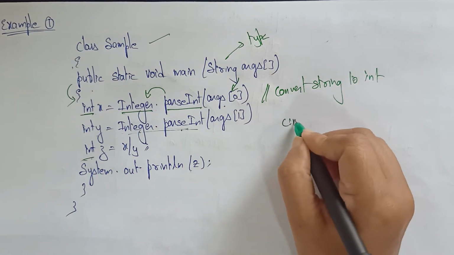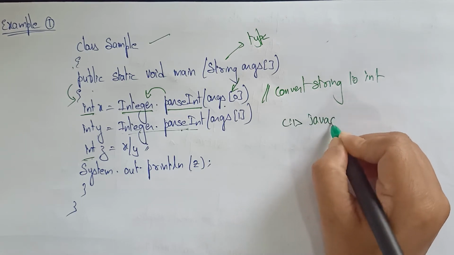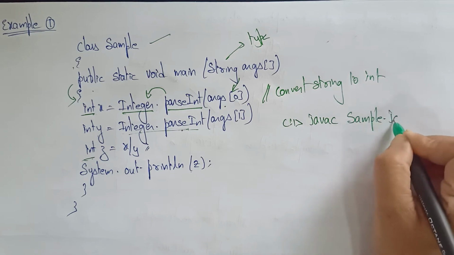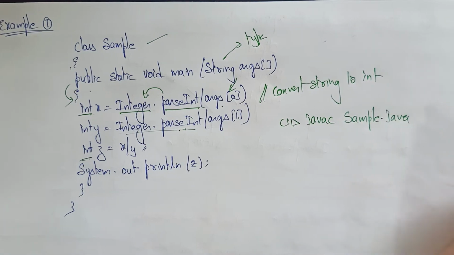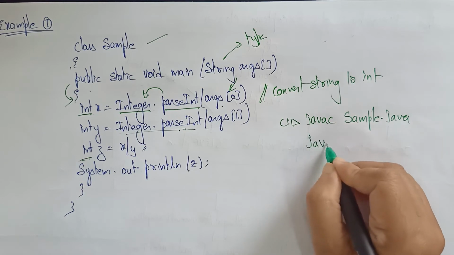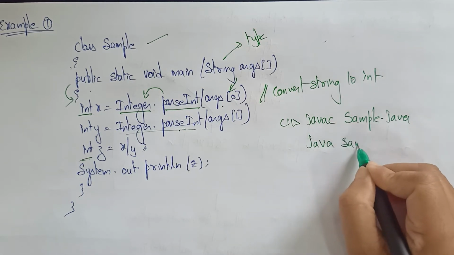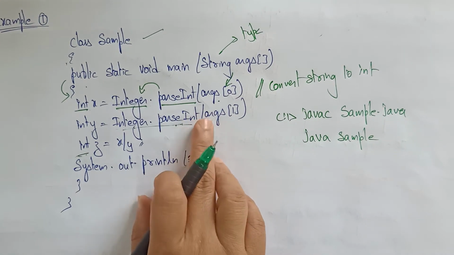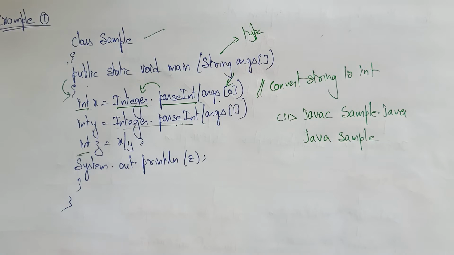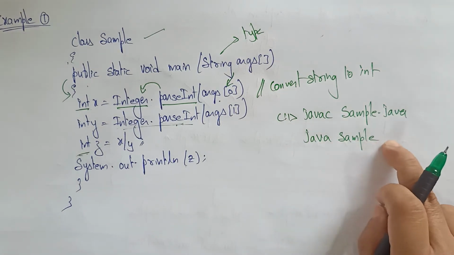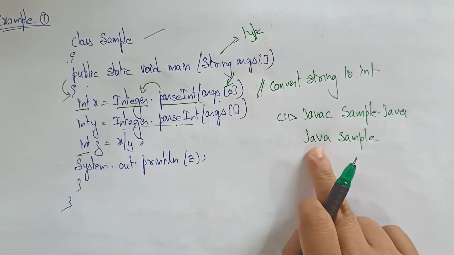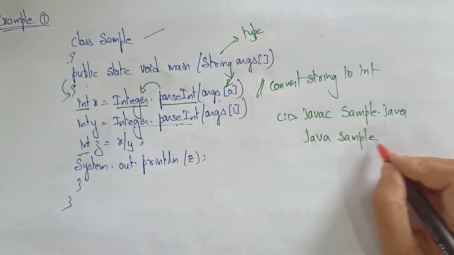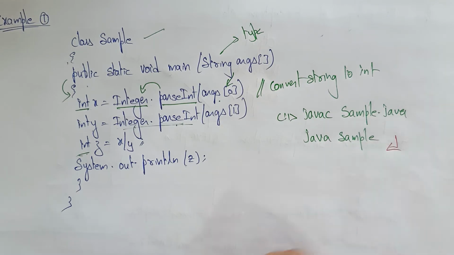How to execute? Go to the command prompt. First compile the program: javac Sample.java. Now run the program. Suppose you run java Sample and you are not writing any arguments, because in the program you didn't declare any arguments, you just passed them by using parseInt. Suppose you didn't enter any arguments and you are running the program simply by java Sample. Then what happened?